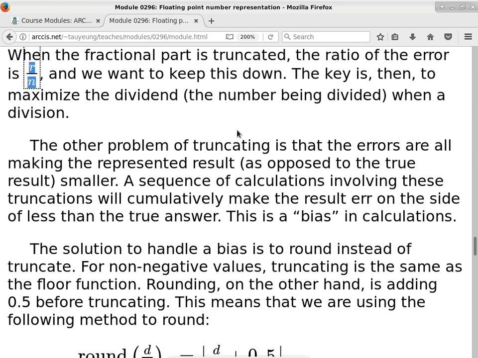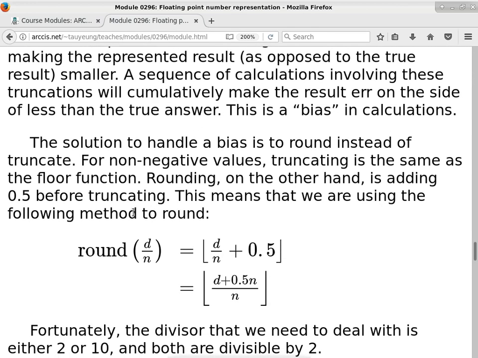The other problem about truncating is that it always makes the values smaller. Every single time we have an integer division, the result is always smaller than what it is supposed to be. So when you do this repeatedly, the actual value after all of these calculations will accumulate all of these errors, which always err on the smaller side. That is called a bias, which basically means the value that you end up with is always smaller than what it is supposed to be. A bias is not a good thing, so we want to get rid of it.